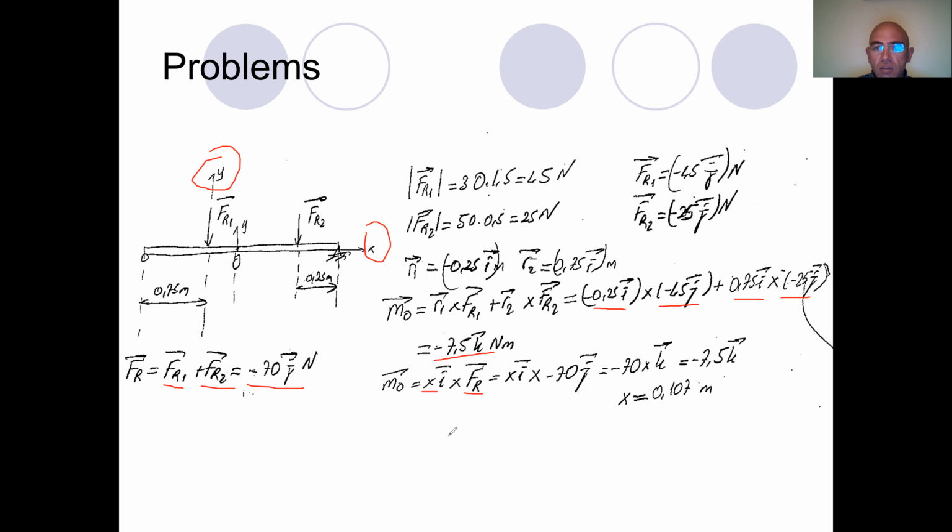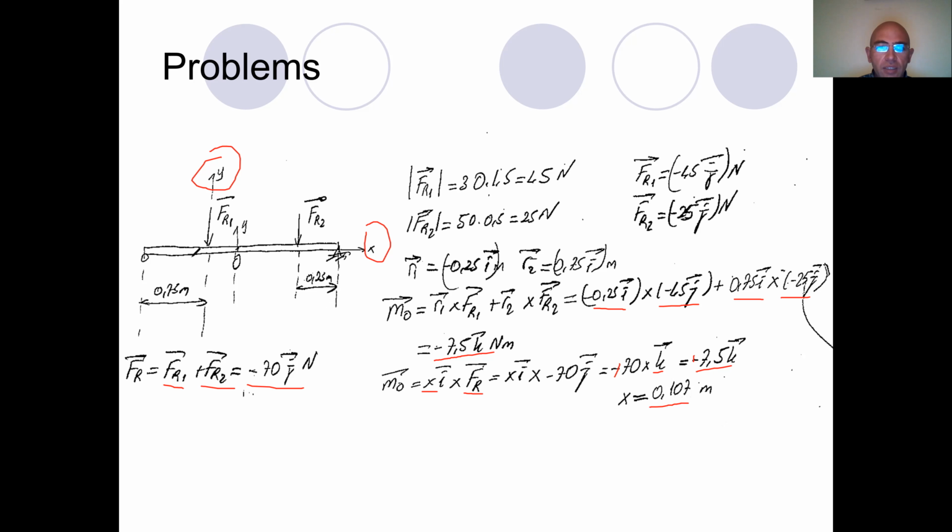In fact, let's say that the coordinate is x i vector. Then I will have minus 70 x k vector has to be equal to minus 7.5 k vector. Now these two minuses will cancel each other. That's also okay. If I divide 7.5 by 70, I will have 0.107. Therefore, the resultant force is acting at 0.107 meters away from the origin.